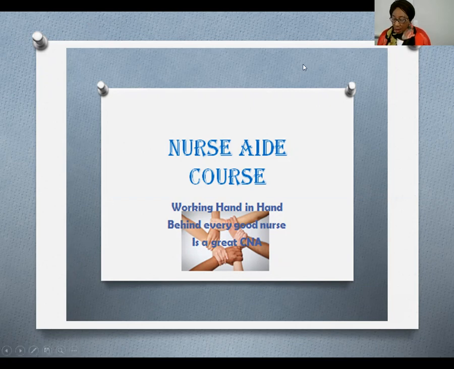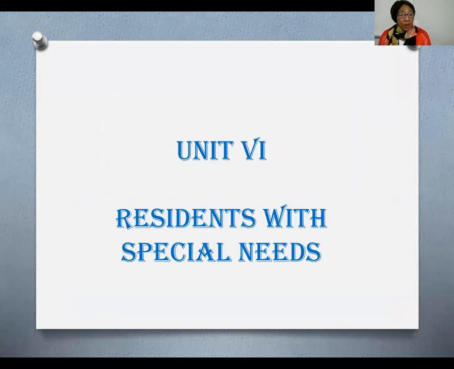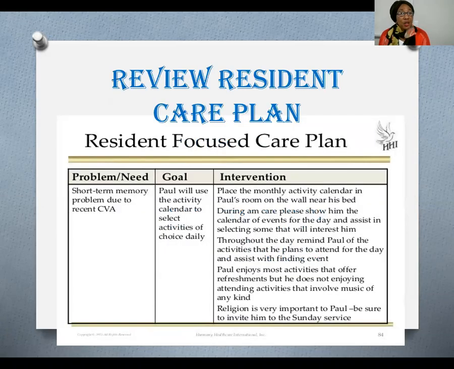Okay, so this one, Unit 6, will comprise Chapter 19, Chapter 20, and Chapter 23. This unit talks about residents with special needs. We are going to get into talking more about the systems of the body. I will not go into details with that because some of the details are really not necessary, but you still need to know them.